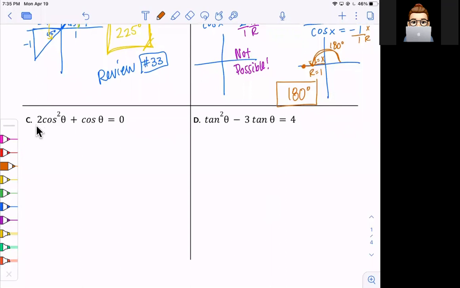All right, I see 2 cosine squared plus cosine. So I'm thinking, what if this was 2x squared plus x? What do these have in common? They have x in common, so take the x out, and I'd be left with 2x plus 1, like that.